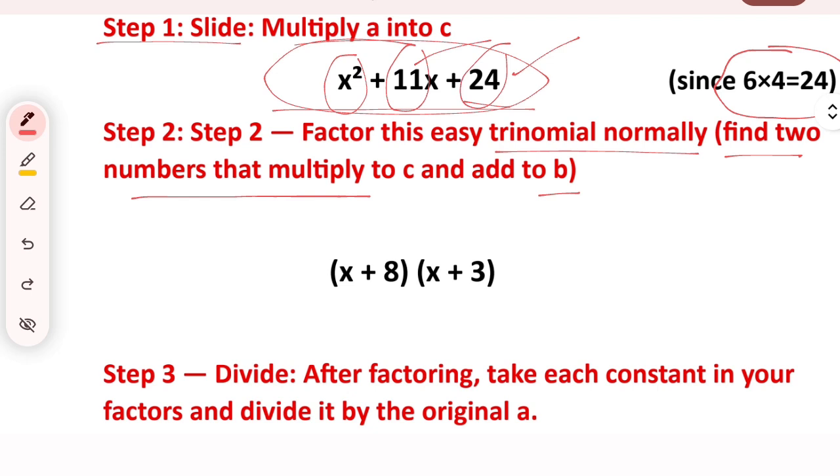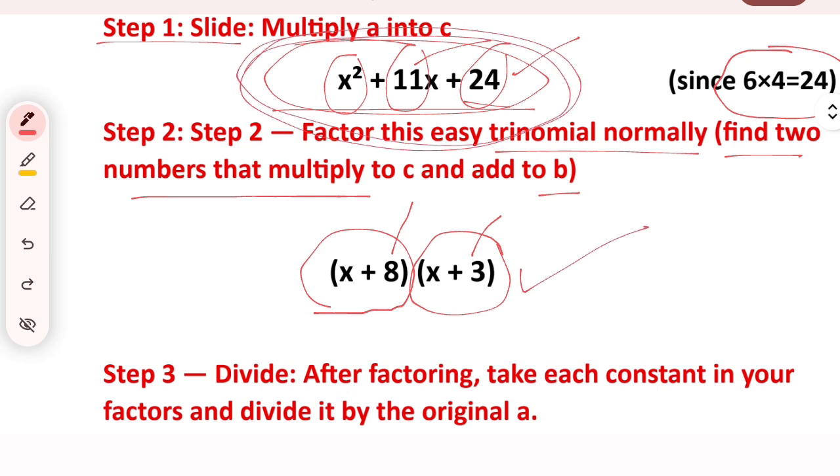Those numbers are actually 8 and 3, because 8 times 3 is 24, and 8 plus 3 is 11. So we have the numbers 8 and 3. We now have the first factor, x plus 8, and the other one, x plus 3. These are the factors of this trinomial here.